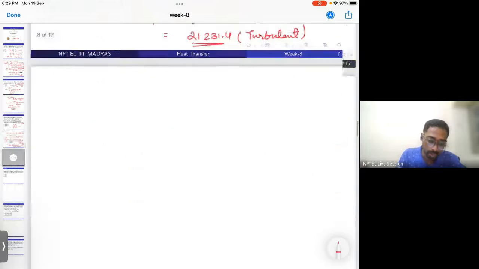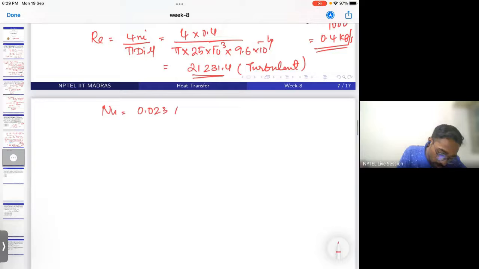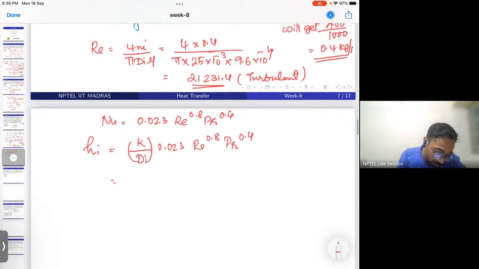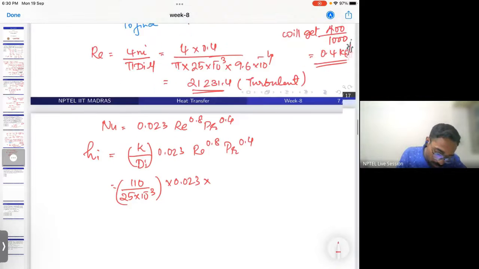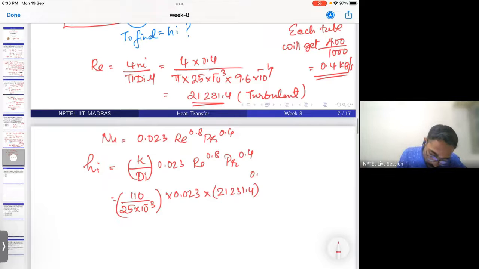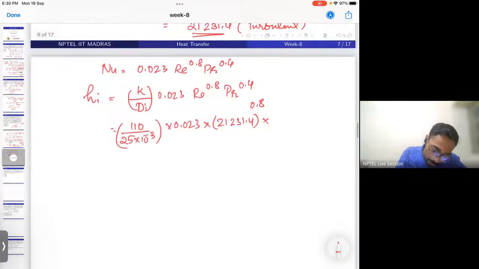So we have to use the Dittus-Boelter equation. That is, Nu is equal to 0.023 Reynolds number raised to 0.8, Prandtl number raised to 0.4. Or hi is equal to K divided by Di times 0.023 Re to the 0.8 Pr to the 0.4. What is K? K is given as 110. So 110 divided by Di, which is 25 into 10 raised to minus 3, times 0.023, times the Reynolds number we found raised to 0.8, times the Prandtl number, given as 0.6, raised to 0.4. After calculation, the heat transfer coefficient comes out to be 3399 watts per meter square.